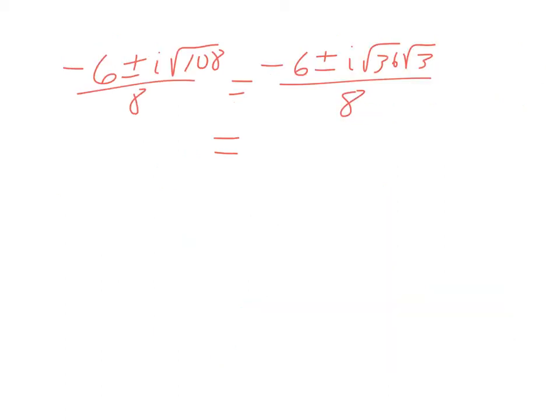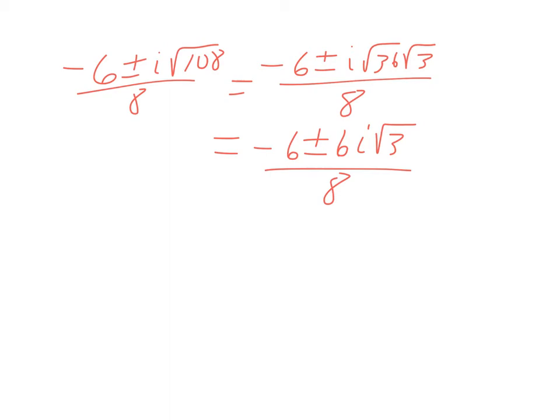Alright, so I just brought over those equations from the other page to give myself some room. So the 108 broke down to square root of 36 and 3. So now I have negative 6 plus or minus i square root of 36. Square root of 36 is 6. So I have 6i square root of 3 all over 8.